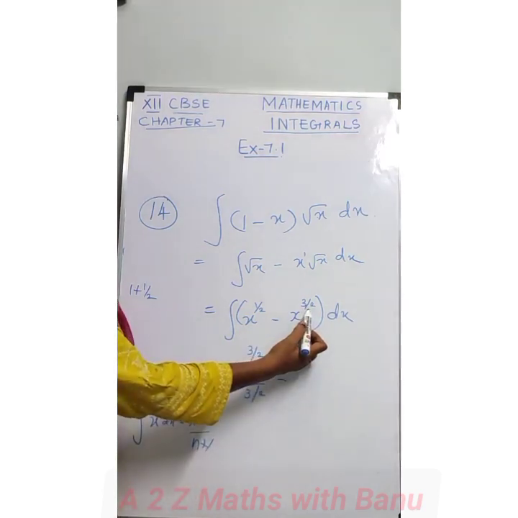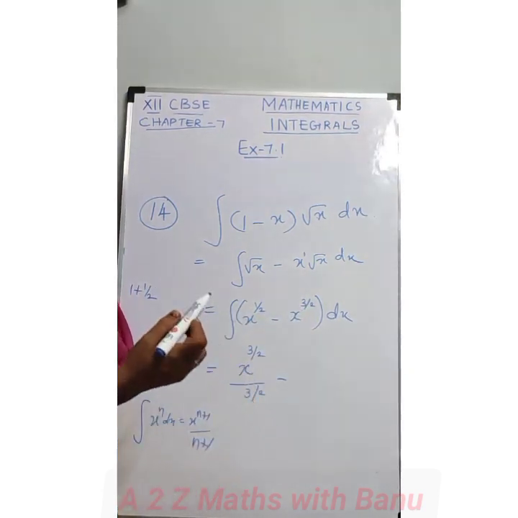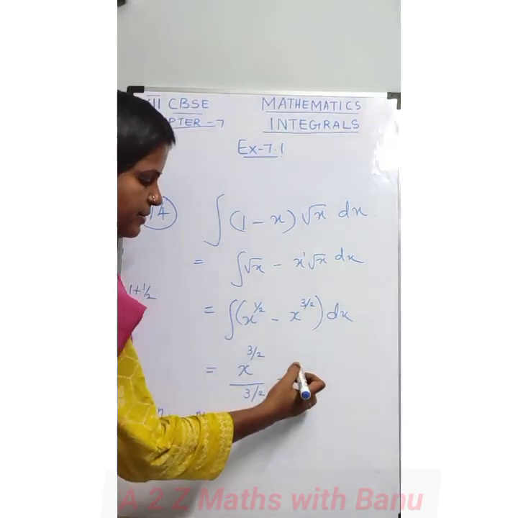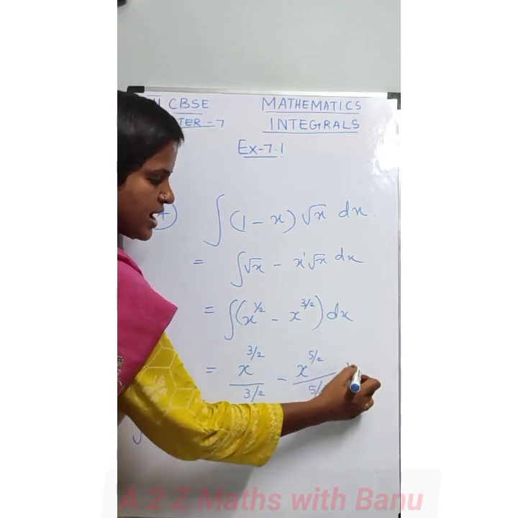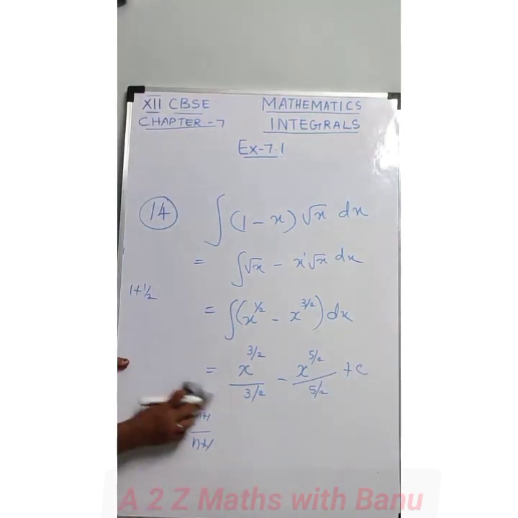Here n is 3 by 2. So n plus 1 is going to be 3 by 2 plus 1, which is 5 by 2. So x power 5 by 2 divided by 5 by 2. And then you have to add the constant.